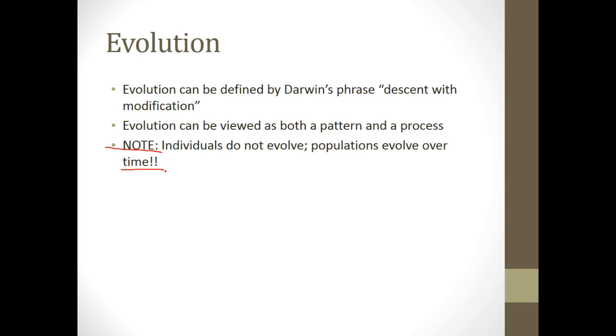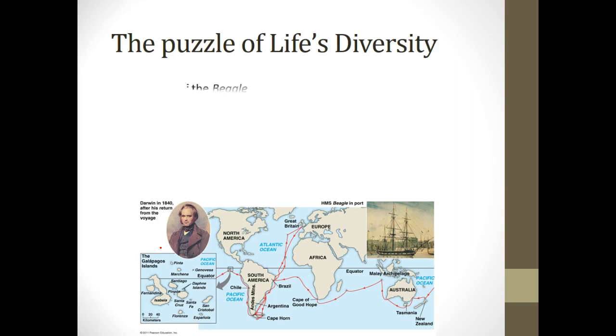If you're talking about bacteria who double in population every 20 minutes or who reproduce every 20 minutes, then that evolution can obviously take a lot less time. Meaning bacteria populations and virus populations will evolve very rapidly. And we'll watch videos, and we've already seen some that showcase some of the evolution times in different populations. Okay, so let's talk about early Darwin.